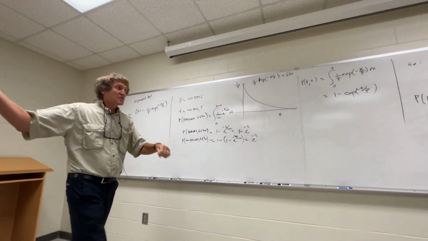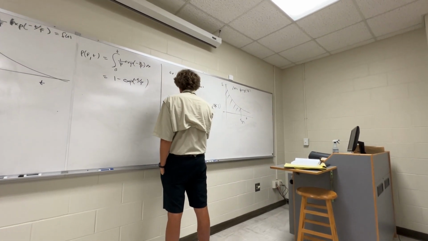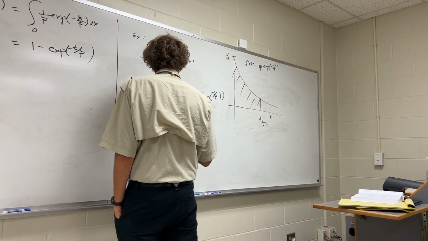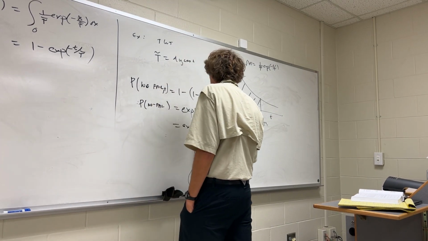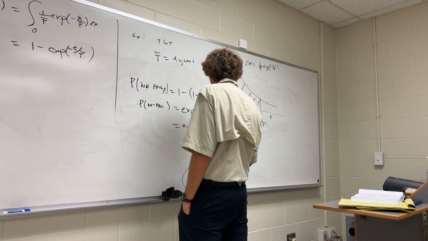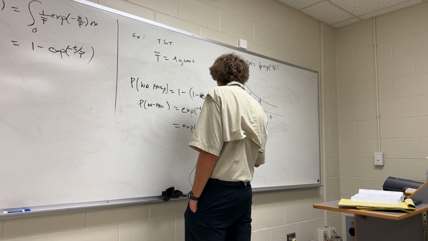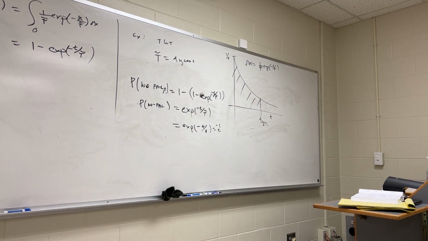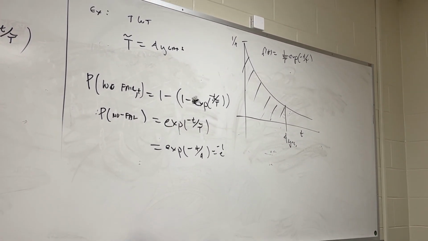That's the only thing. So for this one, what is it going to be? It's just exp to the minus t, and they said 4 years. The mean time to failure is 4, so it's e to the minus 1. What is that? About 0.368? Is that what he has in the book? I think he does. 0.368, correct.